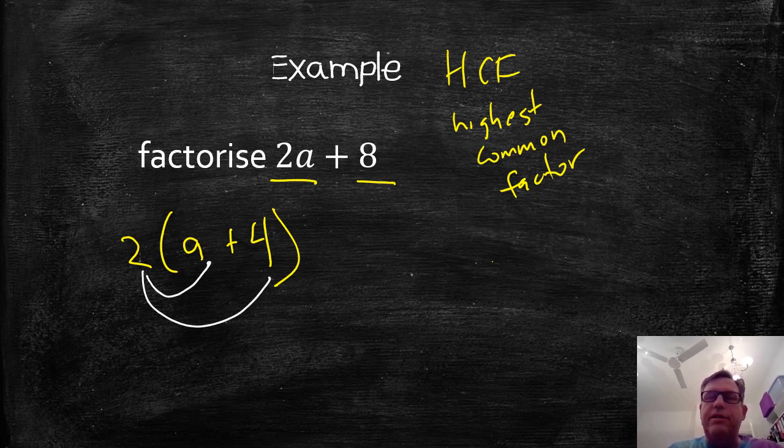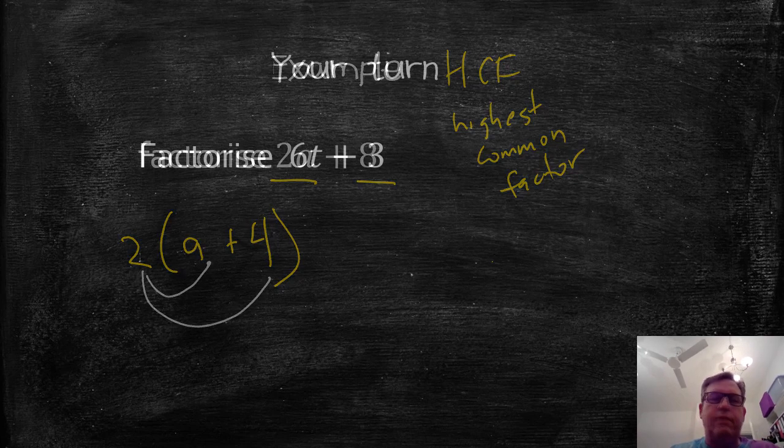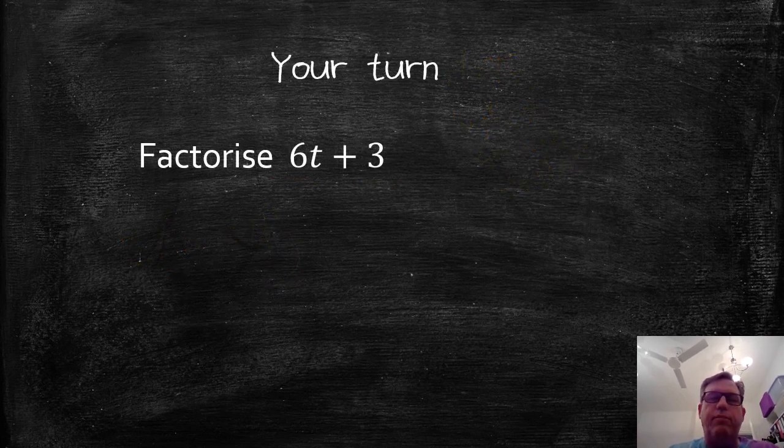So remember, factorizing basically means turn it into factors. We did this when we said what were the factors of 12. 12 could be 3 times 4 or 2 times 6. We do the same thing now with algebraic factorizing. So I want you to pause the video, factorize this, and then restart it and see how you did.